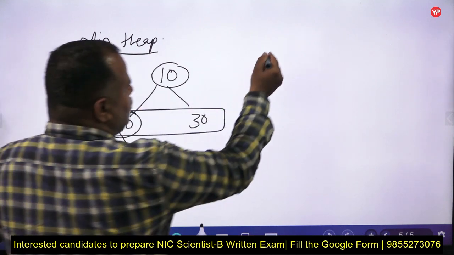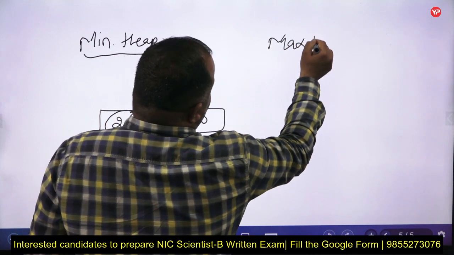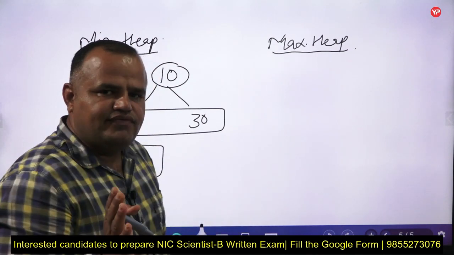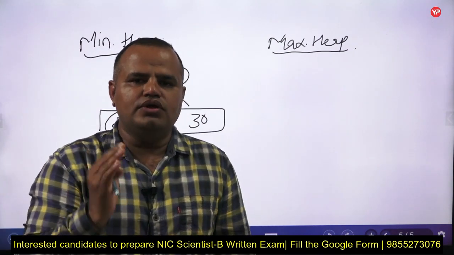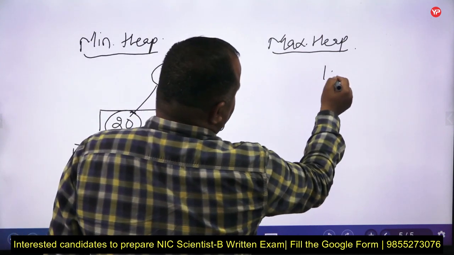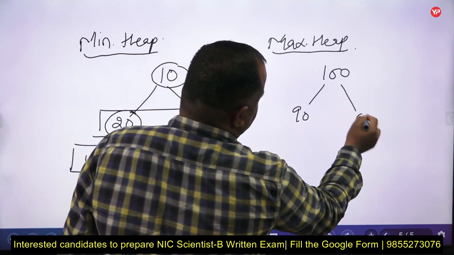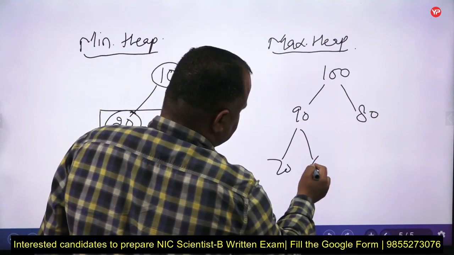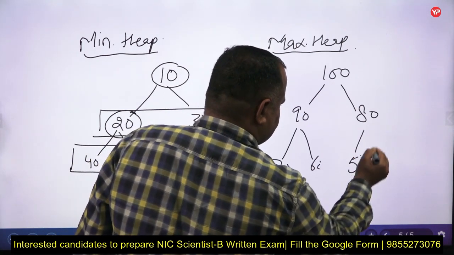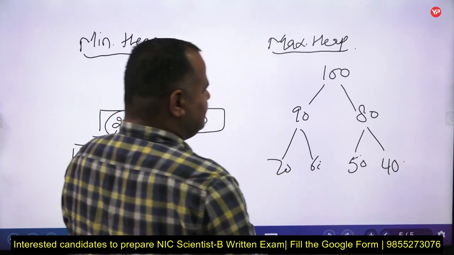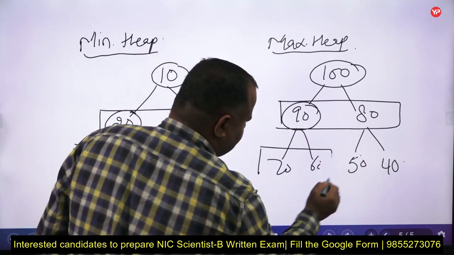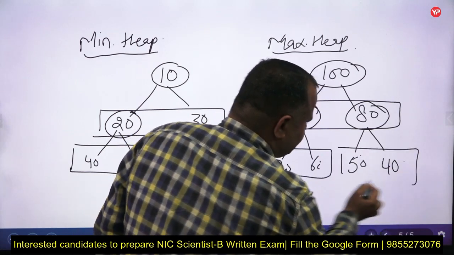Getting my point? So if we talk about the example of max heap, again the parent is always greater than or equal to its child. Fine. So if we talk about the example of max heap, we can say 100, 90, 80, 70, 60, 50 and 40. Getting my point? So see, parent is always greater than its child.